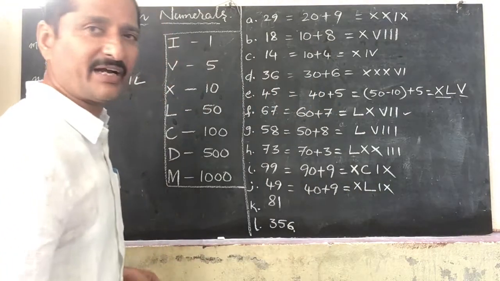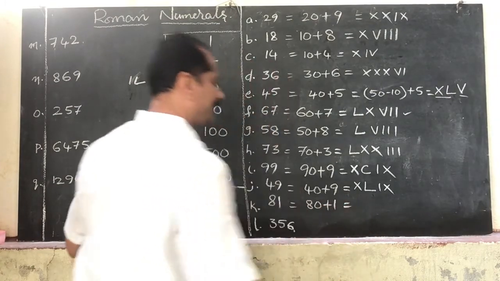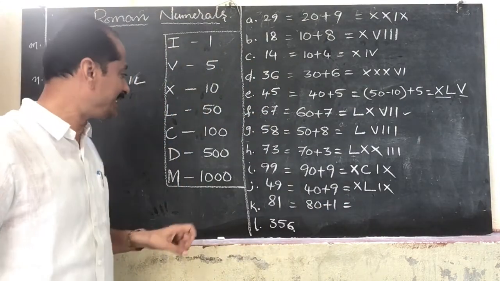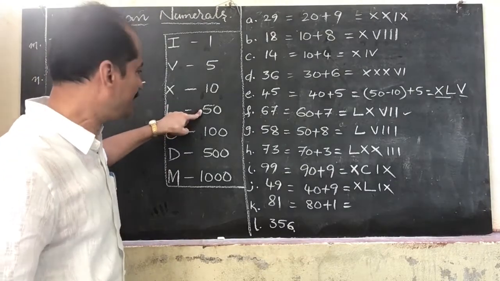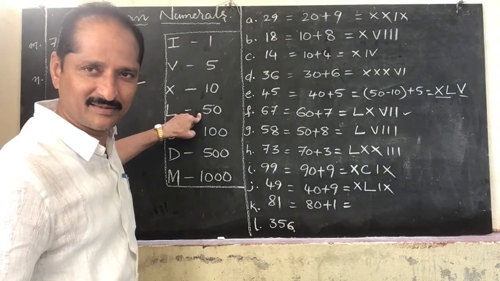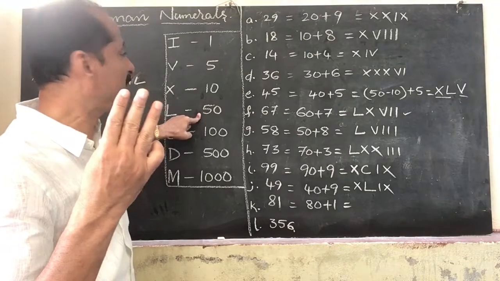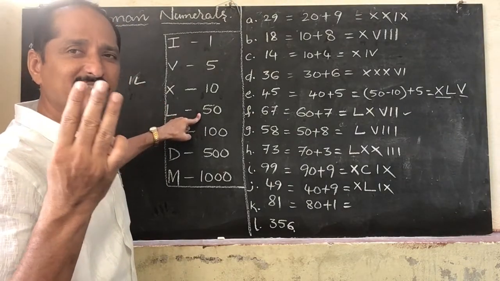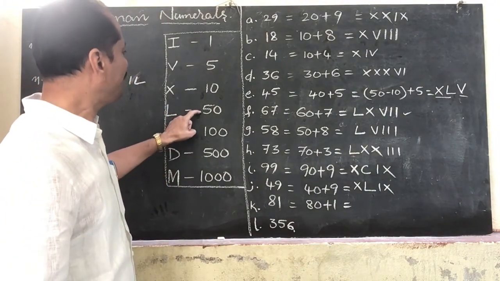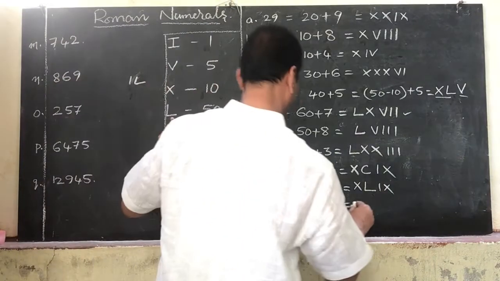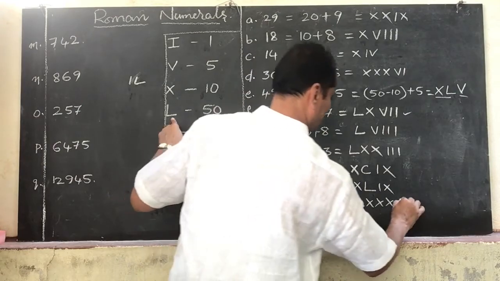So 49 is XLIX. Then 81. 81 means 80 plus 1. How can you write 80? And where is this 80? 80 is in between 50 and 100. Should we add 30 to 50, or subtract 20 from 100? We have to add 30 only. A maximum of 3 times can be repeated, but we can't subtract twice. So to write down 80, 50 plus 3 tens. 50 is L. 60, 70, 80: LXXX.